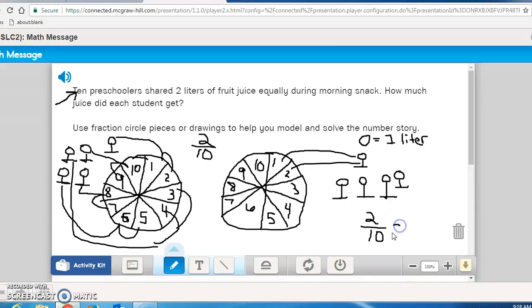So 2 tenths, we're looking at equivalent fractions here. Half of 2 is 1, and half of 10 is 5. Let's check it. 5 times 2 is 10, and 1 times 2 is 2. So 2 tenths equals a fifth. So how much juice did each student get? You could have either written 2 tenths or 1/5.